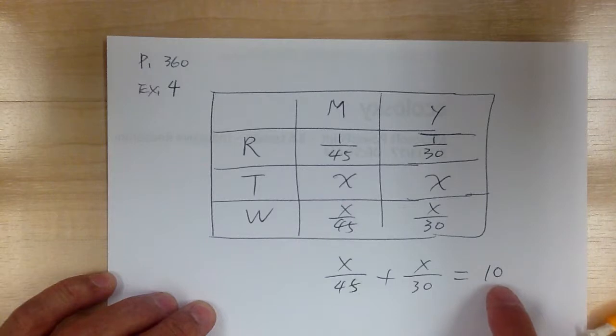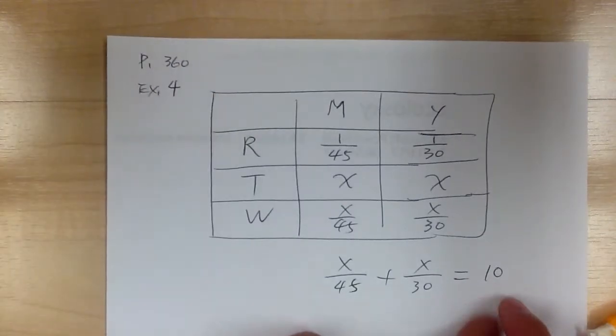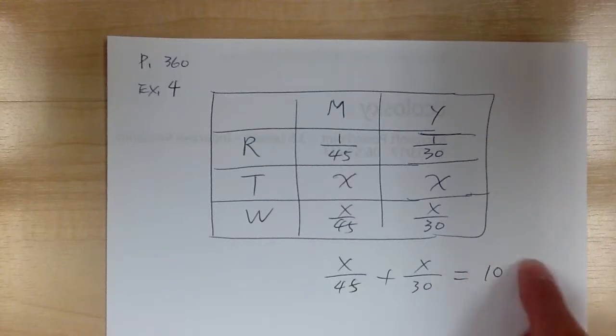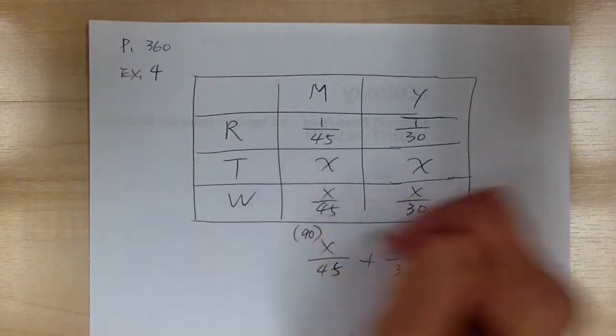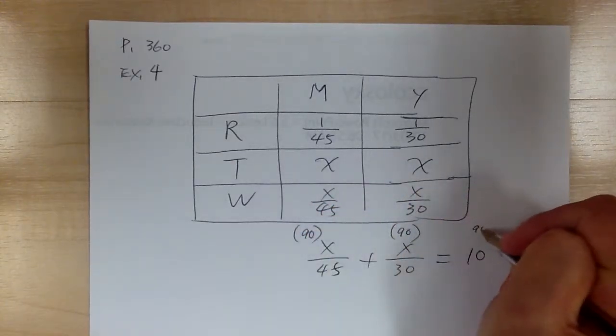If you're going to wash 3 cars, then that's equal to 3. Again, this is how much total work is going to be done. So in this case, your LCD is 90. So multiply by 90, multiply by 90, multiply by 90.